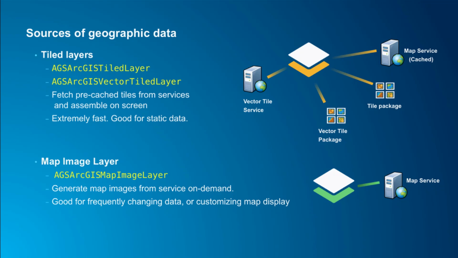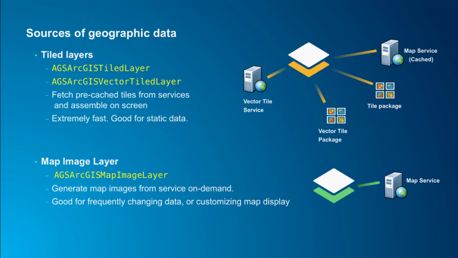And we have two layers for this, the ArcGIS tile layer and the vector tile layer, because there are two tile formats. One is raster or pixel-based tiles, which is really good for things like satellite imagery. And then we have vector tiles, which are really good for vector data that can be restyled or customized. But they both work the same way. And these layers can work with services that provide those tiles, or they can work with local content like tile packages that have the same data.